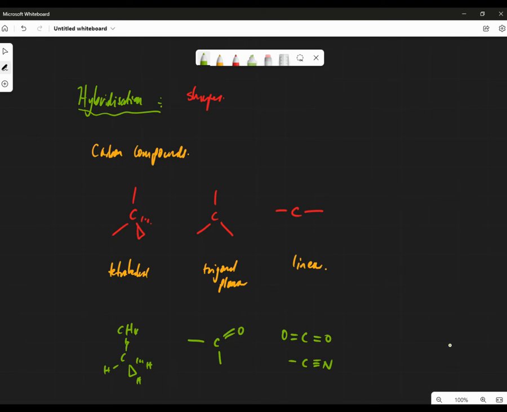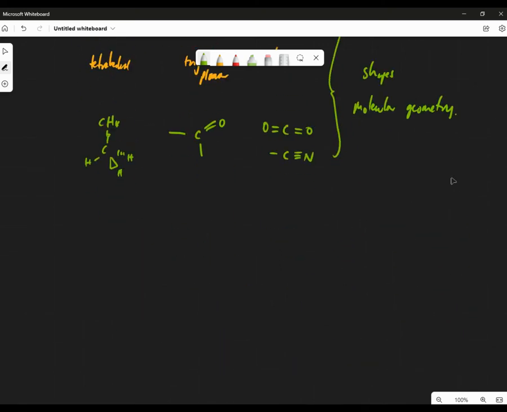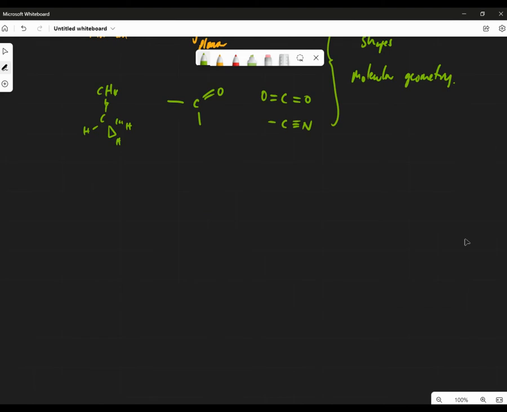Now, these are the shapes we talked about in class. This is the molecular geometry, isn't it? Now, how do we marry the molecular geometry to the hybridization? Well, like this, I'm going to show you. You should have all remembered, let me just draw this so you'll see what I mean.